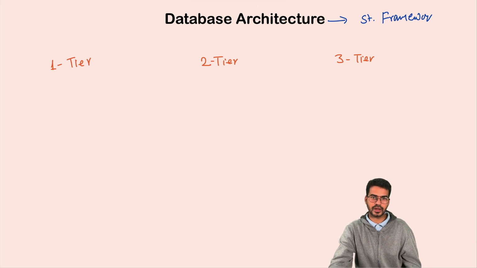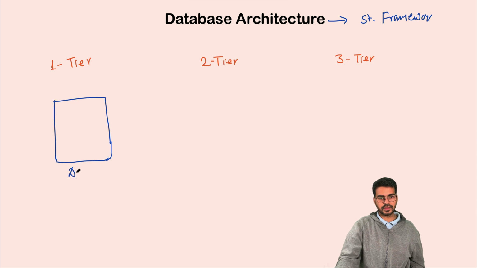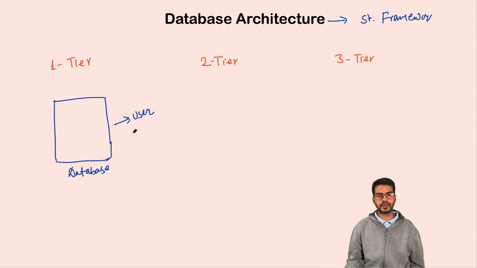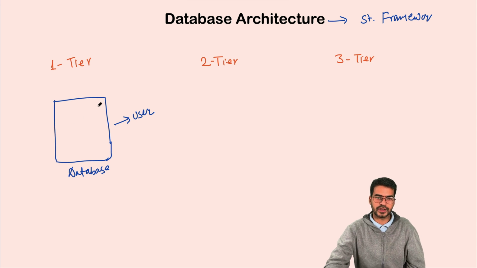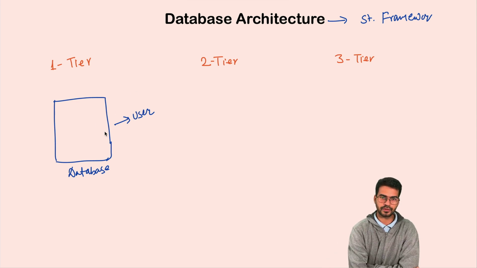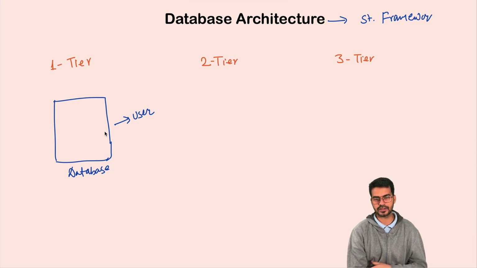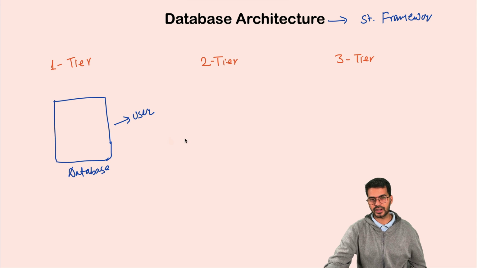In 1 tier architecture, the database is directly given to the user. So the user can directly query and use this database. There is just 1 tier involved, which is the database tier itself. And if you recall the last lecture, this can be mostly useful for sophisticated users, expert users who can directly query from the database. So as per the demand, we can create 1 tier architecture.